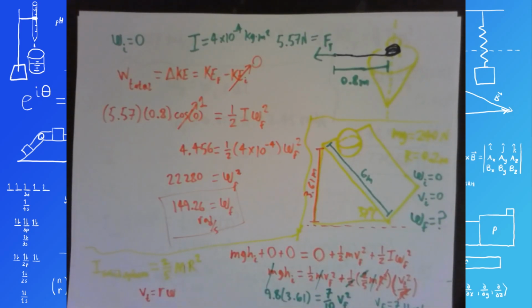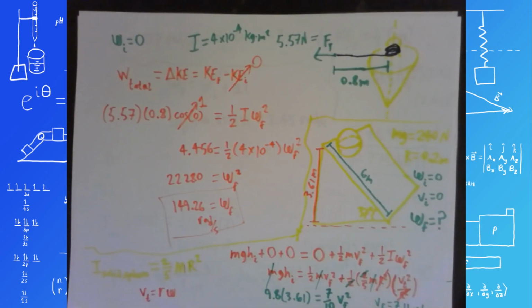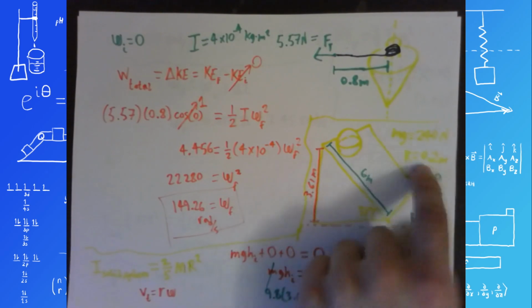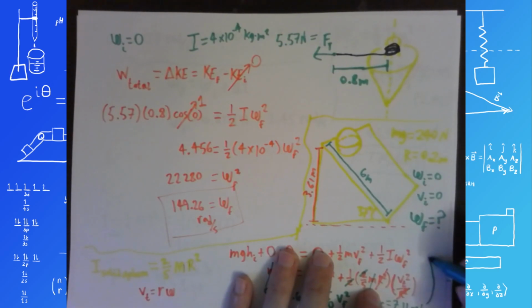So all I have to do is divide by r. 7.11 divided by 0.2 meters. 7.11 divided by 0.2 leaves me with 35.55. So omega final equals 35.55, if I can fit it in here, radians per second.